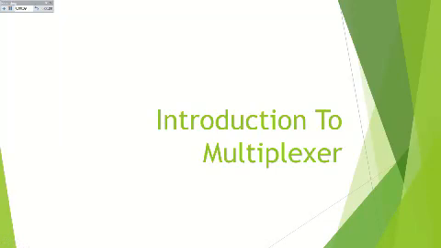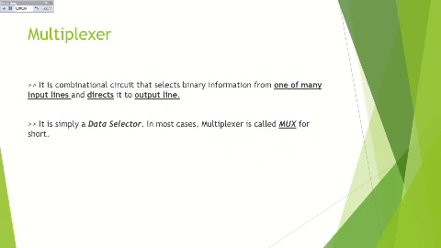Today we are going to talk about multiplexer. A multiplexer is a combinational circuit that selects binary information from one of many input lines and directs it to output lines. A multiplexer is simply a data selector. You will get to know why they are saying it's a data selector.